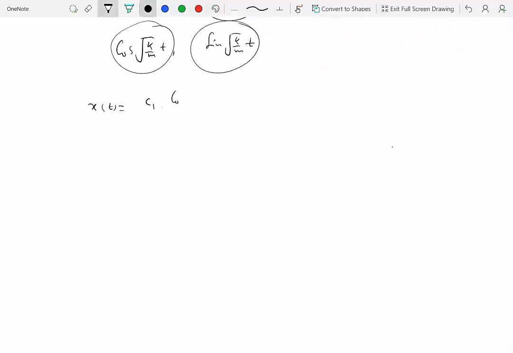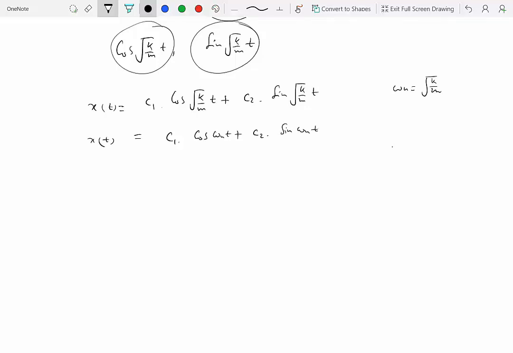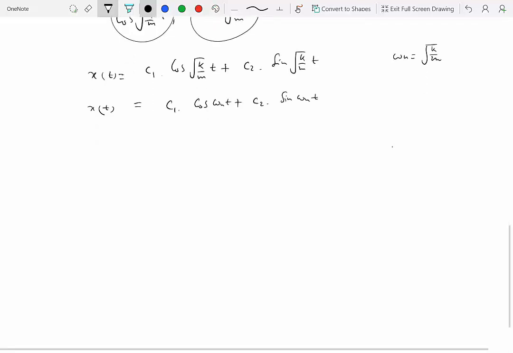So c1 times cosine of square root of k over m t plus c2 times sine of square root of k over m t. Okay, and at this point I'm going to start writing square root of k over m as omega n, and I'm going to tell you why I'm writing omega sub n. It relates to the natural frequency of the oscillation. So we'll make that substitution over here. So c1 times cosine omega n t plus c2 times sine omega n t, and that is a solution for your ordinary differential equation. Now we can simplify this a little bit further.